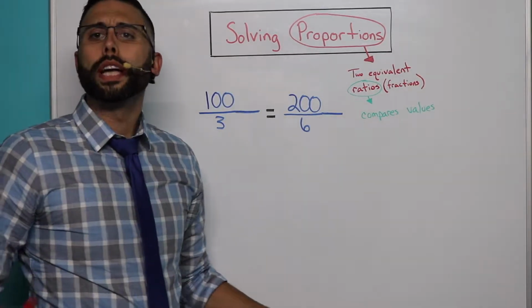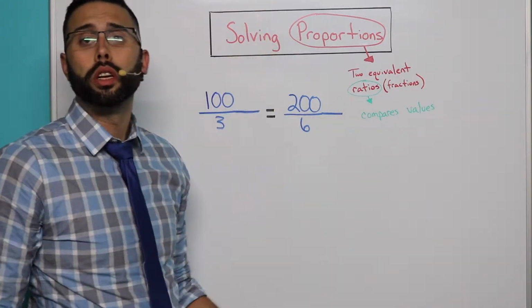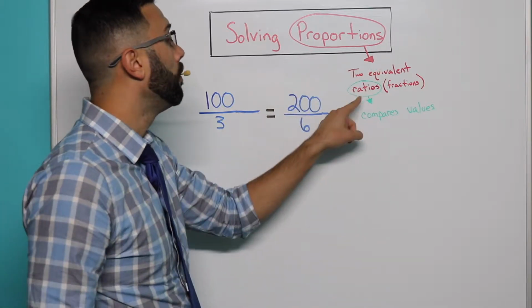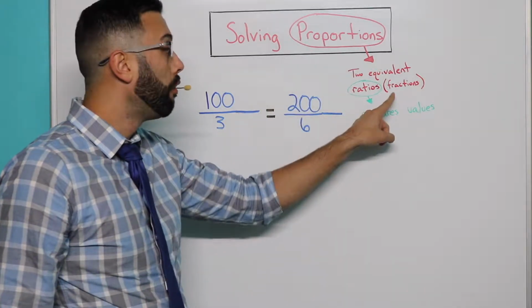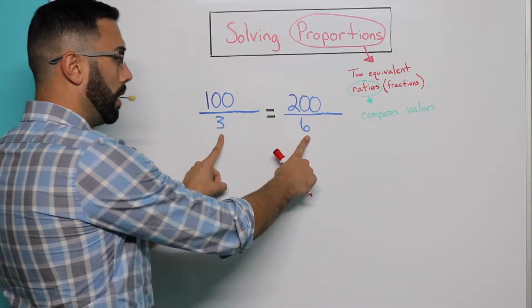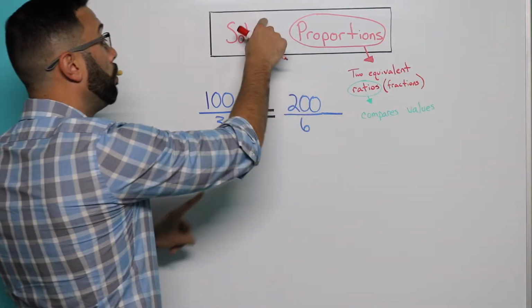In this video, we're solving proportions. Now, in order to solve a proportion, we need to know what a proportion is. A proportion is two equivalent ratios, fractions. So let's stick with the fractions part. A fraction, okay. Are they equivalent? Yes. If they're equivalent, we have a proportion.